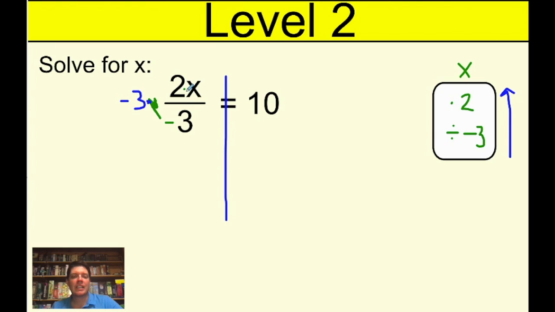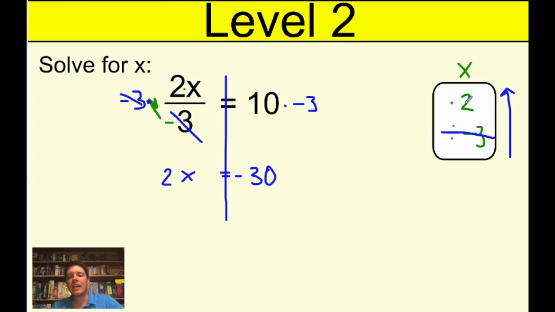Now, we could really get into details here that when we multiply by negative 3, this is going to become negative 6x divided by negative 3, which simplifies to 2x. Another way that most people are going to think about it is that these negative 3's are going to cancel out. They're going to divide to equal 1, however you want to think about it so you can sleep at night. And we're going to have 2x equals 10 times negative 3, which is negative 30.